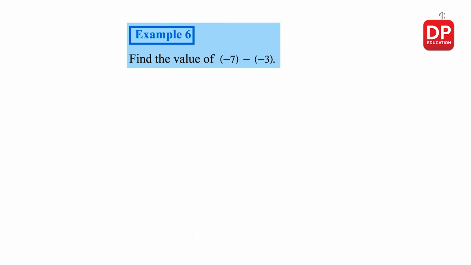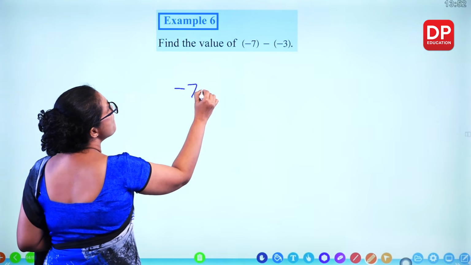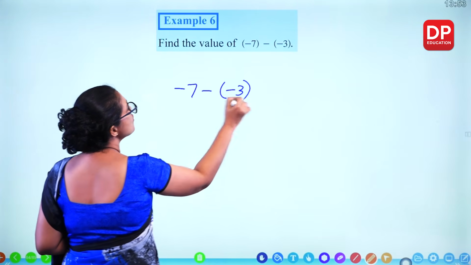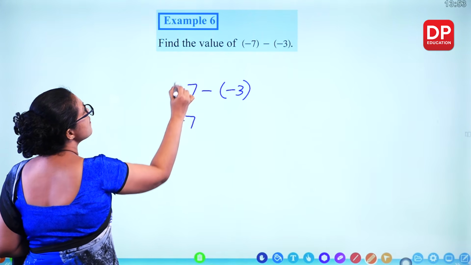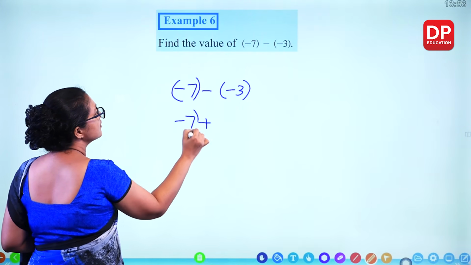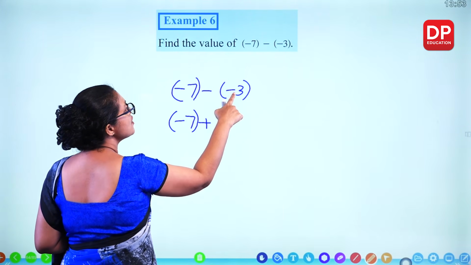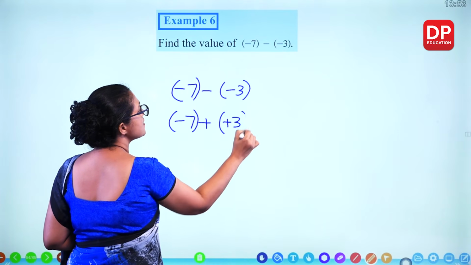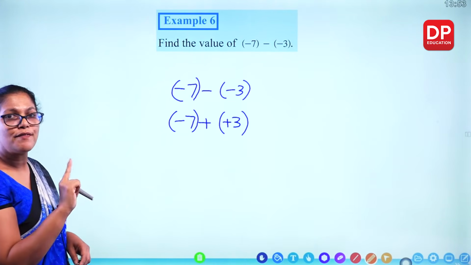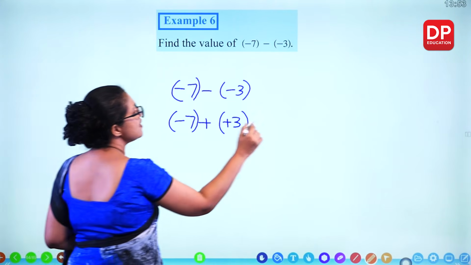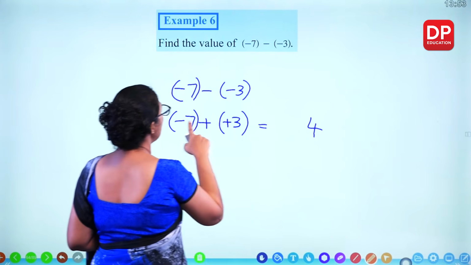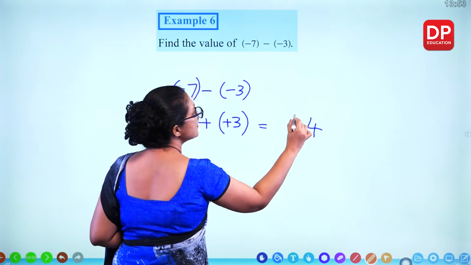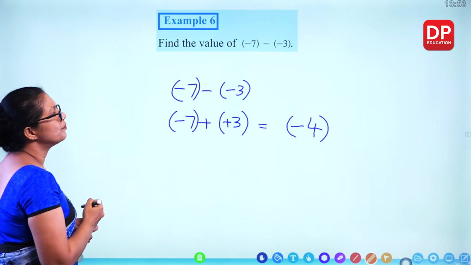Find the value of minus 7 minus 3. So how do you do it? Minus 7 is there, adding the additive inverse of minus 3 is plus 3. Now difference. 7 and 3 difference is 4 and put the sign of the bigger number. That's minus 4.